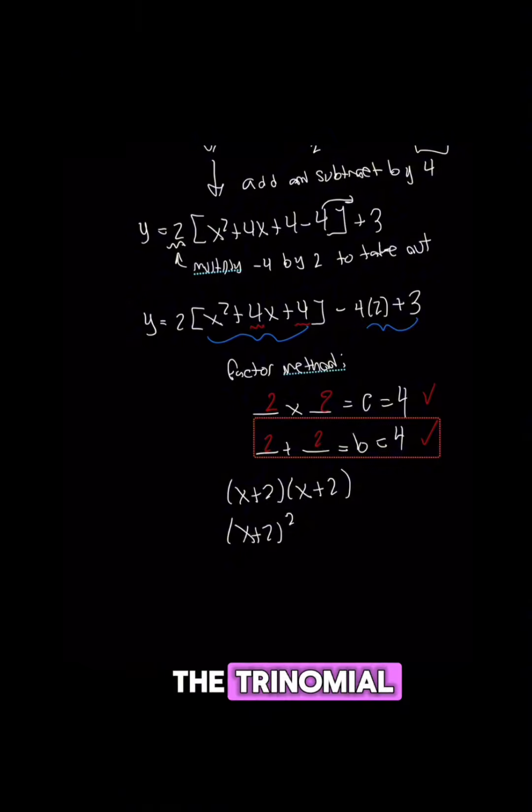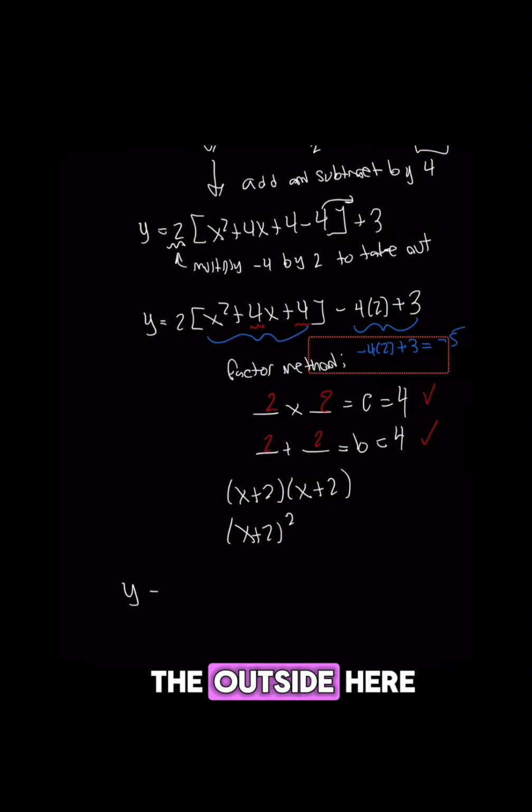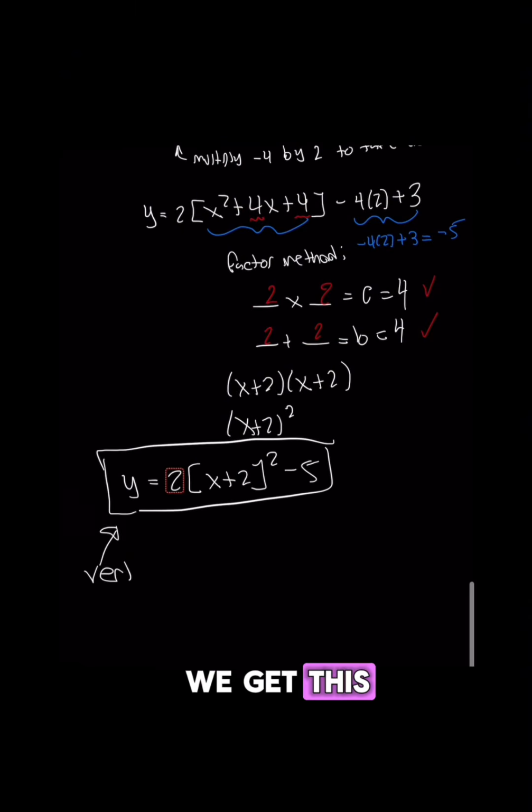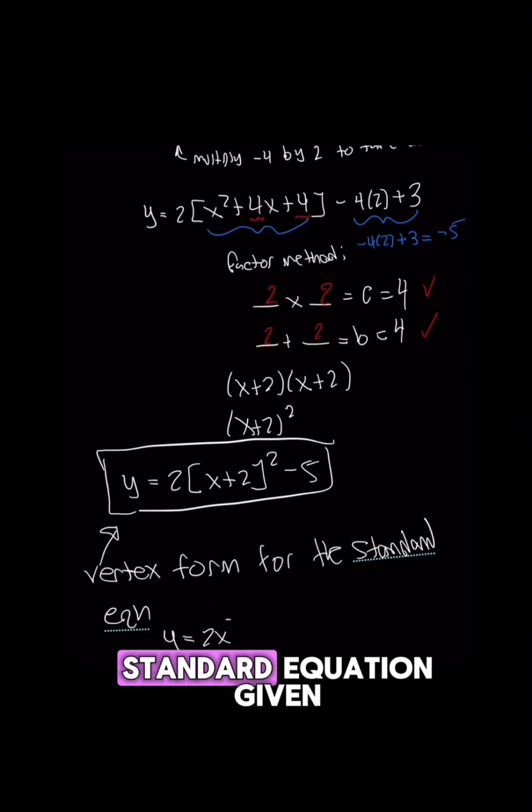Plug that in for the trinomial, and then we can compute the term on the outside here. And then if we plug these two values in, we get this, and this is the vertex form for the standard equation given.